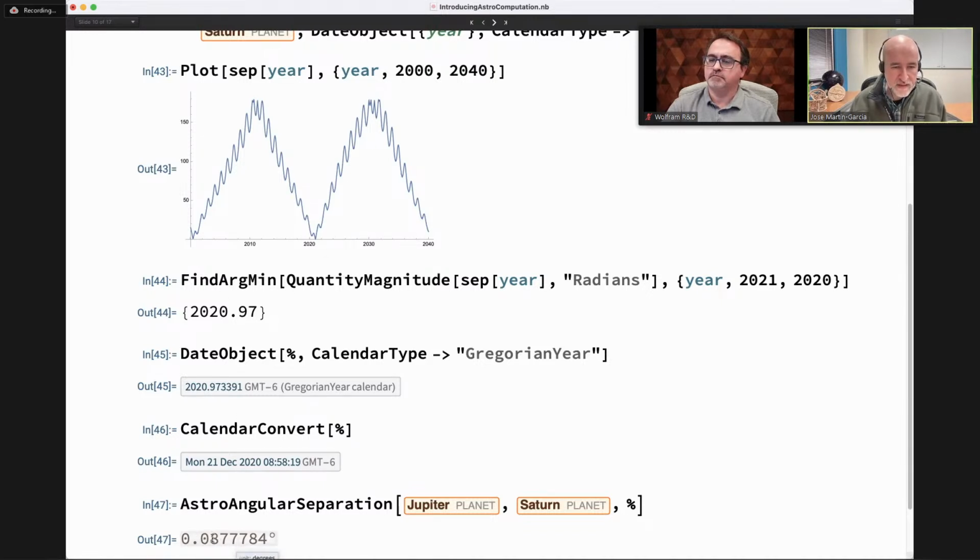Right? So less than a tenth of a degree. For comparison, remember that the size of the moon is about half a degree. So they were very close to each other.